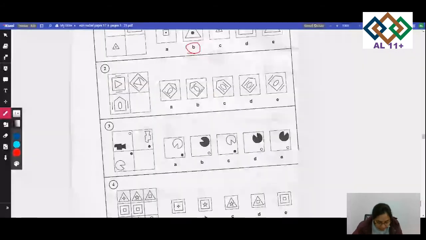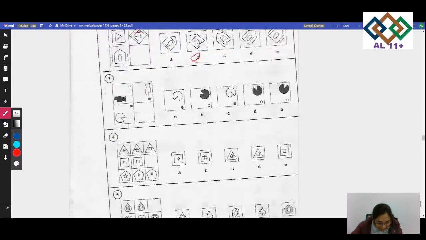Number 2, working from left to right, the lines move from outside to inside the large shapes without rotating. The whole figure rotates. So here, if you look at this shape, it's rotating 45 degrees. So this shape also has to be in the same way like this one, and it should rotate how much? 45 degrees. So the answer for this one would be B.